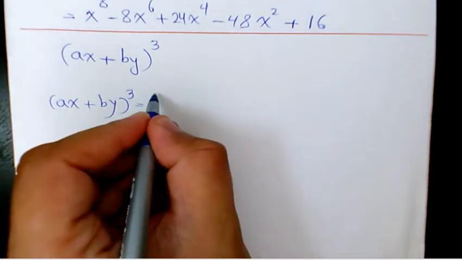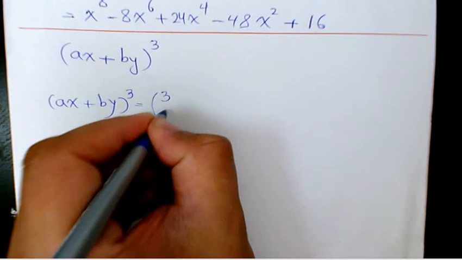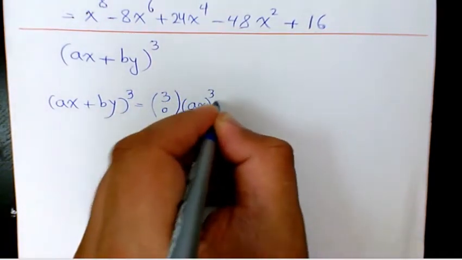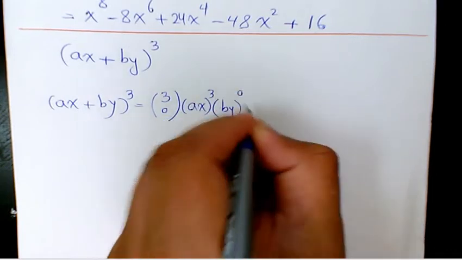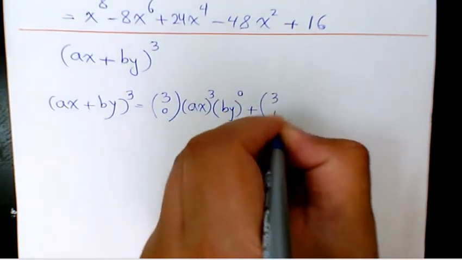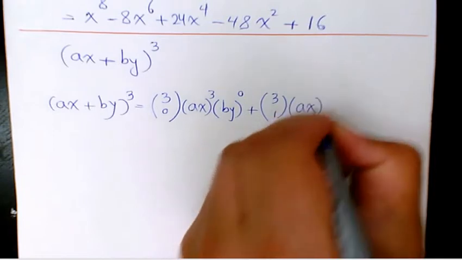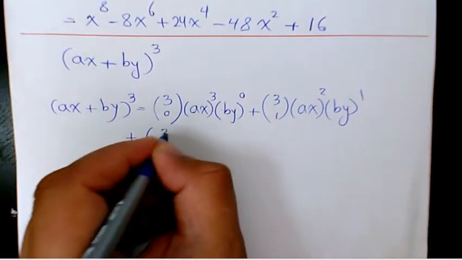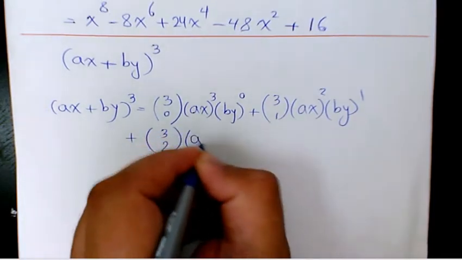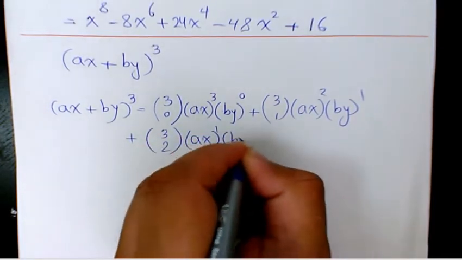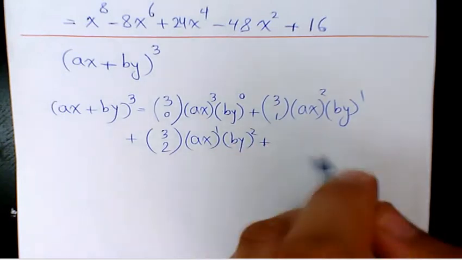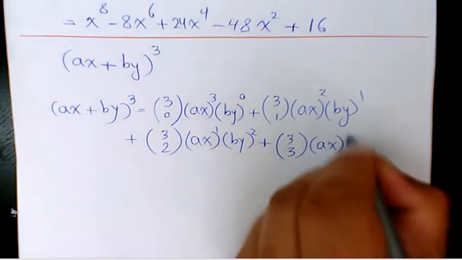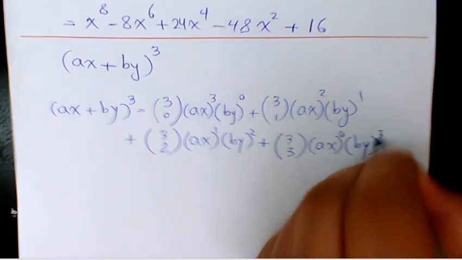When you want to expand it, it is going to be 3 choose 0 (ax) to the power of 3 times (by) to the power of 0, plus 3 choose 1 (ax) to the power of 2 (by) to the power of 1, plus 3 choose 2 (ax) to the power of 1 (by) to the power of 2, plus 3 choose 3 (ax) to the power of 0 (by) to the power of 3.